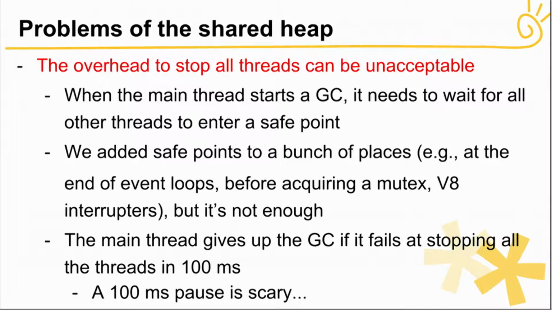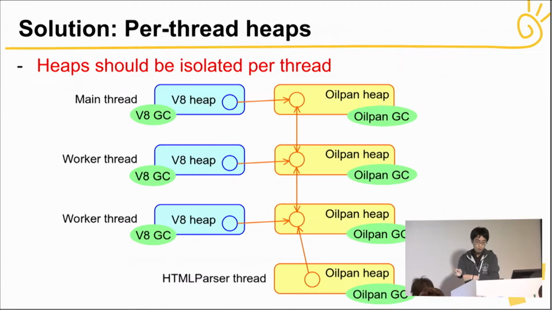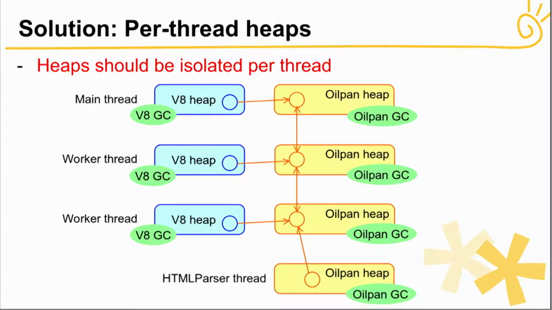What we are currently doing is that the main thread just gives up the garbage collection if it fails at stopping all the threads in 100 milliseconds. But a 100 millisecond pause is scary. And also, thread programming with Oilpan is super hard. There are a lot of complicated restrictions about cross-thread pointers, which is too complicated to explain here. So here is a solution. We want to split heaps. Like V8 heaps, we split Oilpan's heap, and each heap is per thread. By doing that, we can solve these problems. So that's it. Thank you.